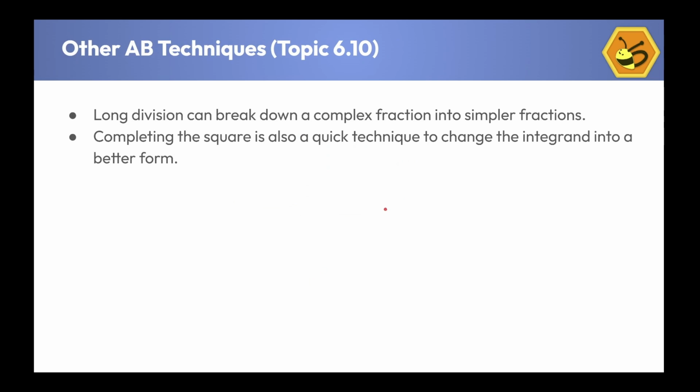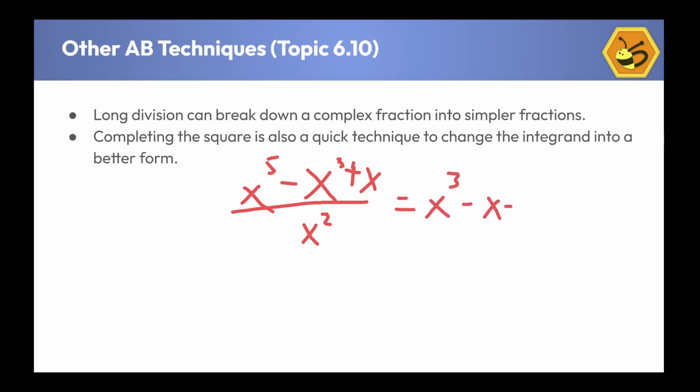Some other AB techniques would be using long division to break down complex functions into simpler ones, which makes them easier to evaluate. For example, let's say we have x to the power 5 minus x to the power 3 plus x, over x squared. We cannot do this immediately because there's no quotient rule for integrals. We need to use long division to break this down into x to the power 3 minus x plus 1 over x, and then I can integrate each part. It is integrable because we can use the power rule for integrals. And for 1 over x, we can use another integration rule to get the natural logarithm function.